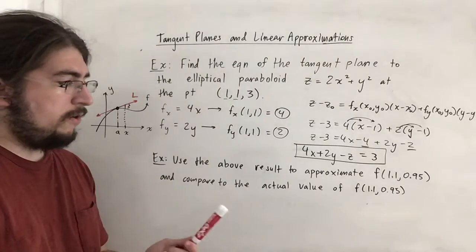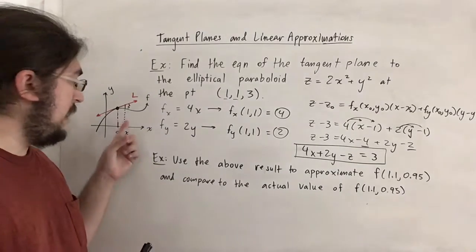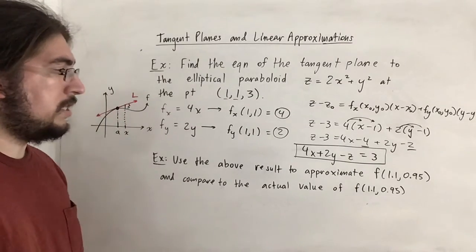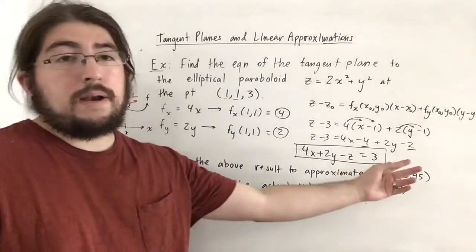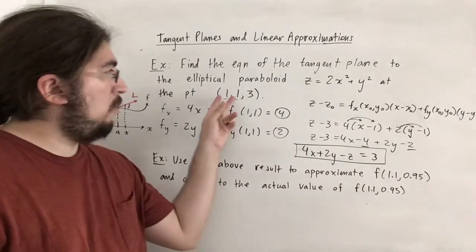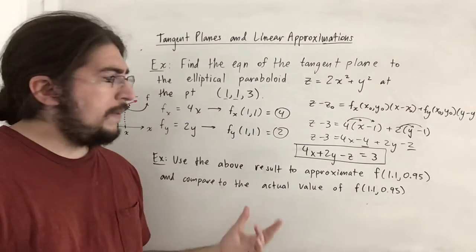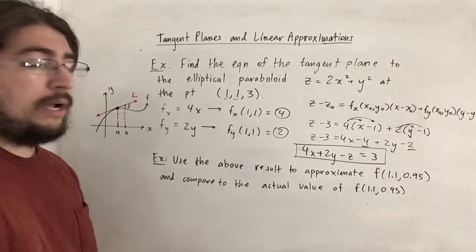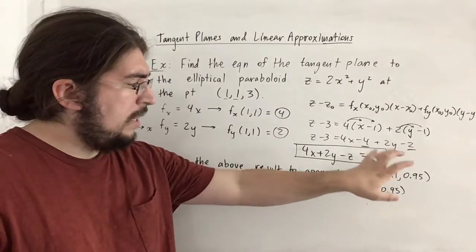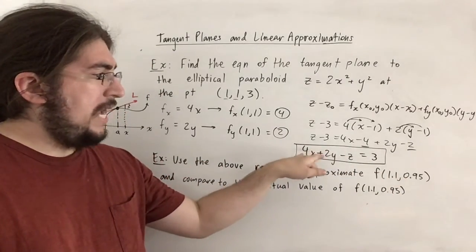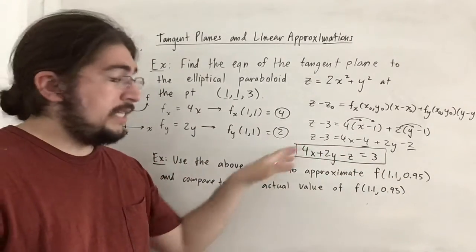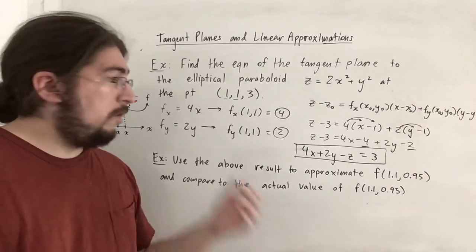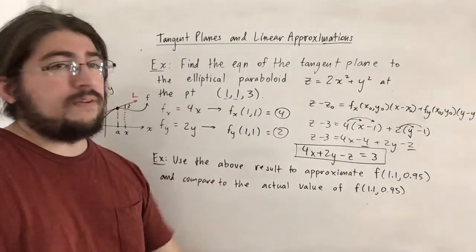The closer the x value is to the x value of your point of tangency, the closer your outputs will be. So notice 1.1 and 0.95 are pretty close to these x, y values 1, 1. So hopefully, if things line up correctly based on what we saw in Calculus 1, then plugging these values into the tangent plane and solving for z will give us a value that's pretty close to actually plugging these directly into the function itself.